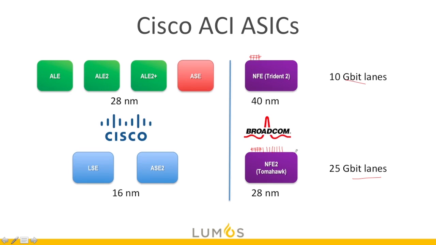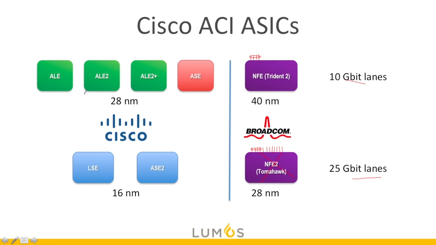Now, in terms of Cisco ACI, Cisco does not use the Tomahawk. So the NFE2 is not used in Cisco ACI. It is used in some of the other Nexus 9000 line cards and fabric modules, but they are not compatible with ACI, at least currently. So the Trident 2 is still used for the first generation of hardware, the 10 gig hardware.